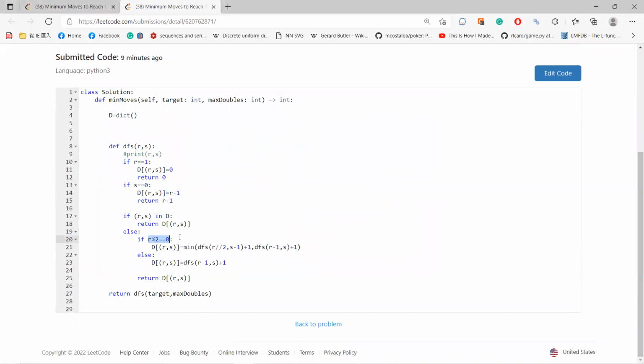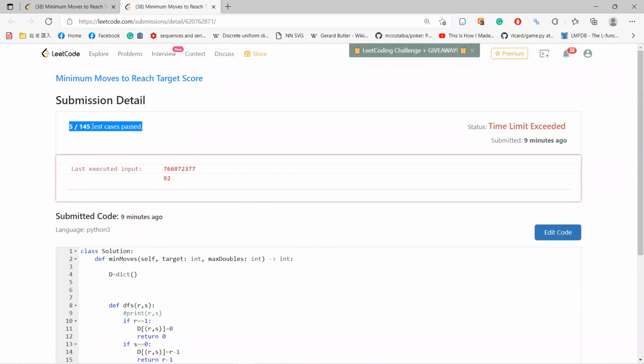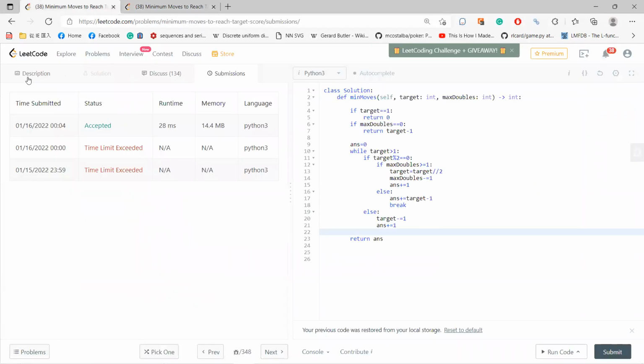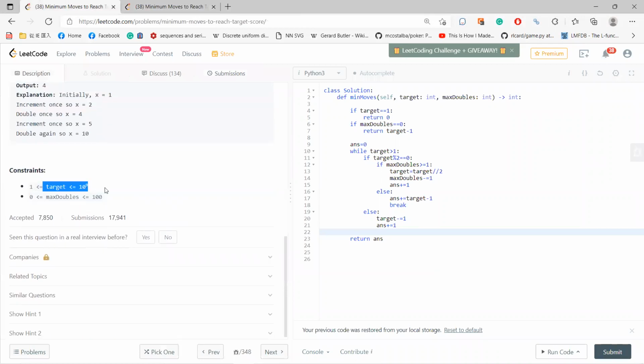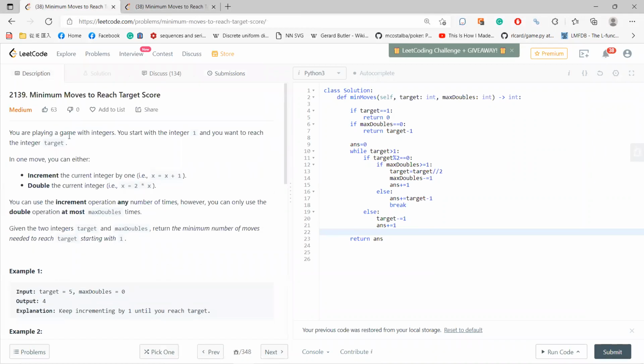So if it's even, then I write D[R][S] equals the minimum of D[R/2][S-1] plus 1 and D[R-1][S] plus 1, whether you use 1 max double or you do not use it. Otherwise, if R is odd, there's no other way: you must come from R minus 1 and return this. Once I finished this code, I immediately found it time limit exceeded, which means this problem cannot be solved this way. The target is very large, so this problem cannot be solved by using dynamic programming.